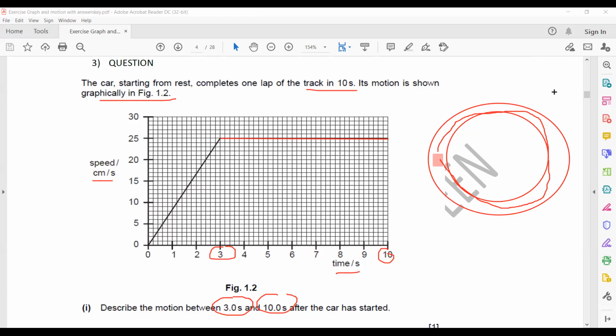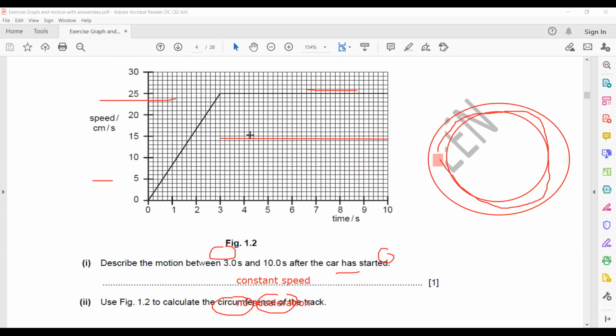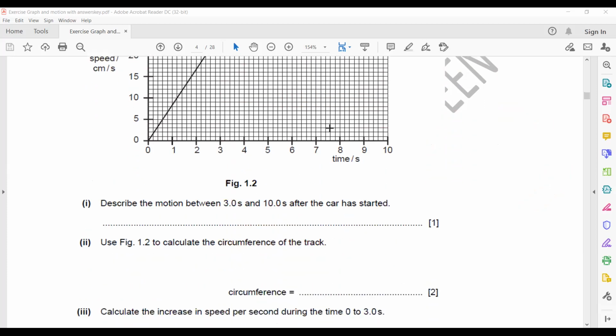So you can say it is moving with a constant speed and no acceleration. So this car is moving at a constant speed and it does not have any acceleration. And it is 1 mark, so if you just mention constant speed, you will get that mark.